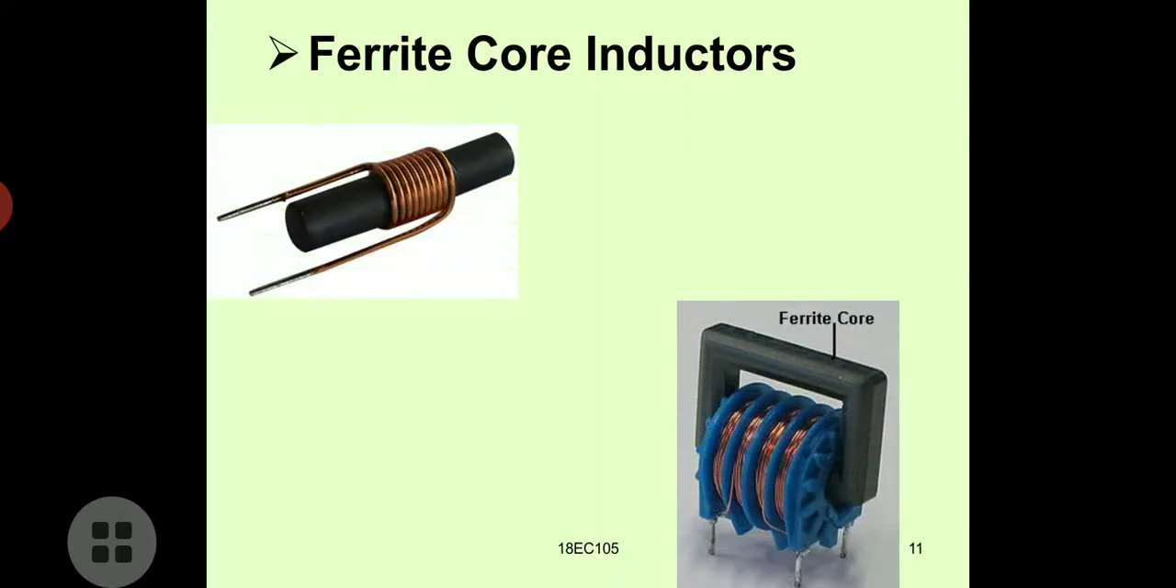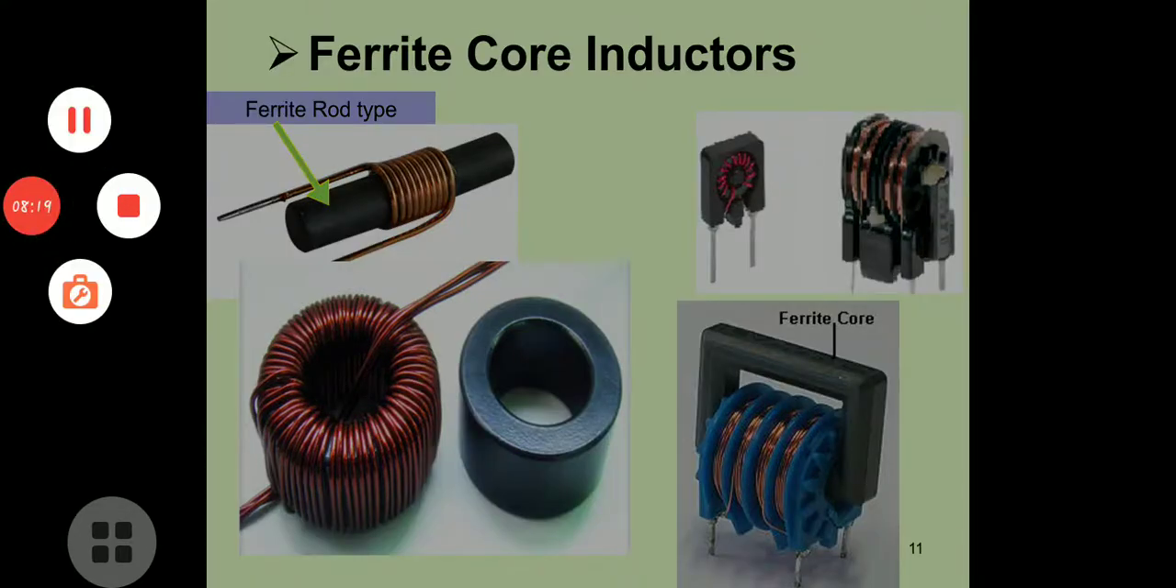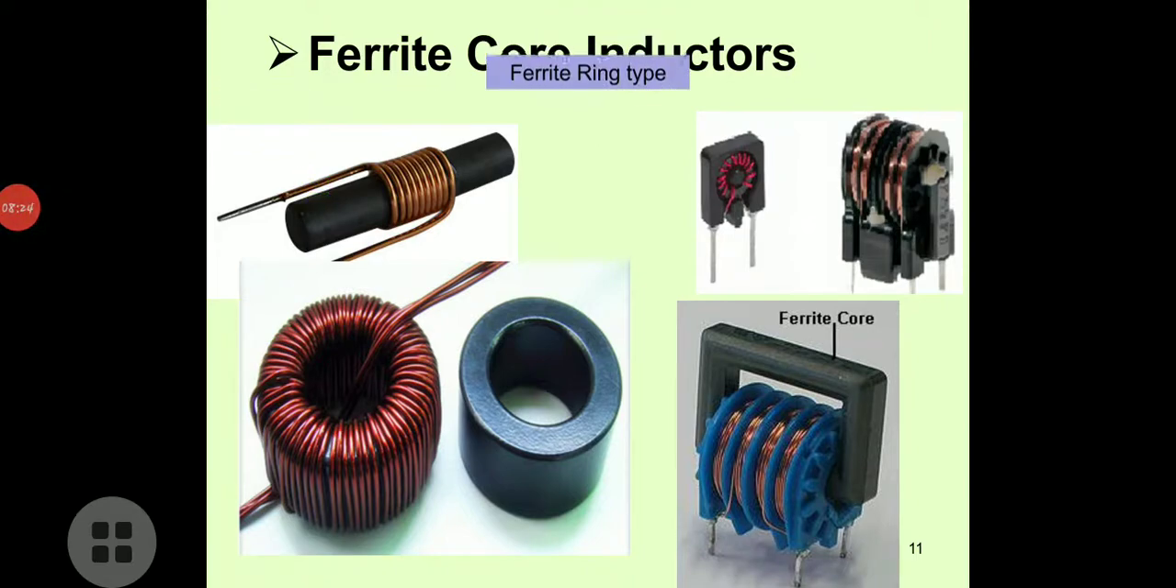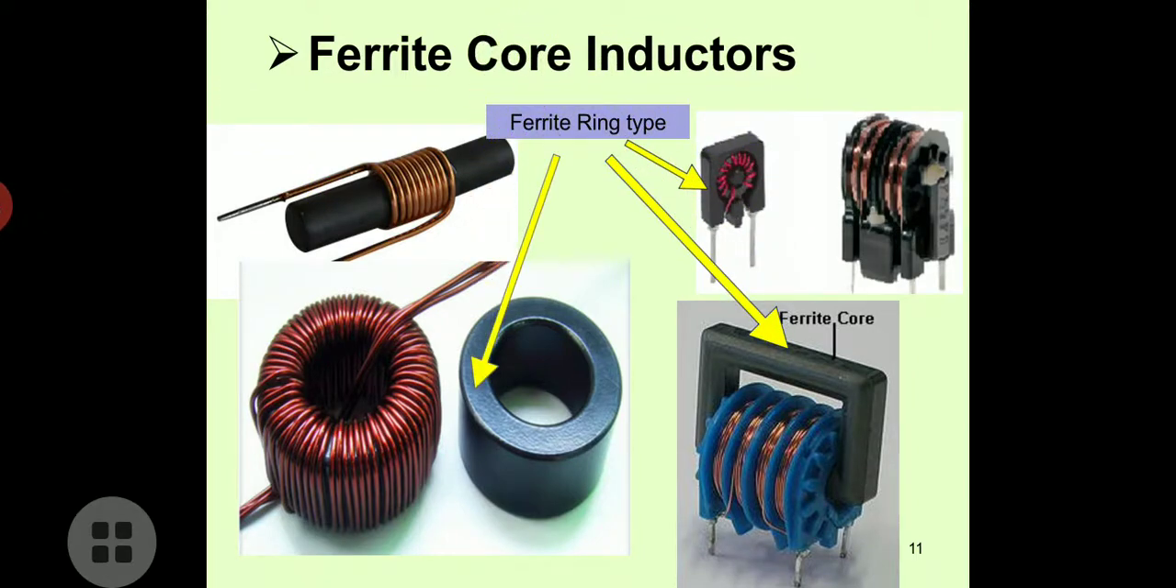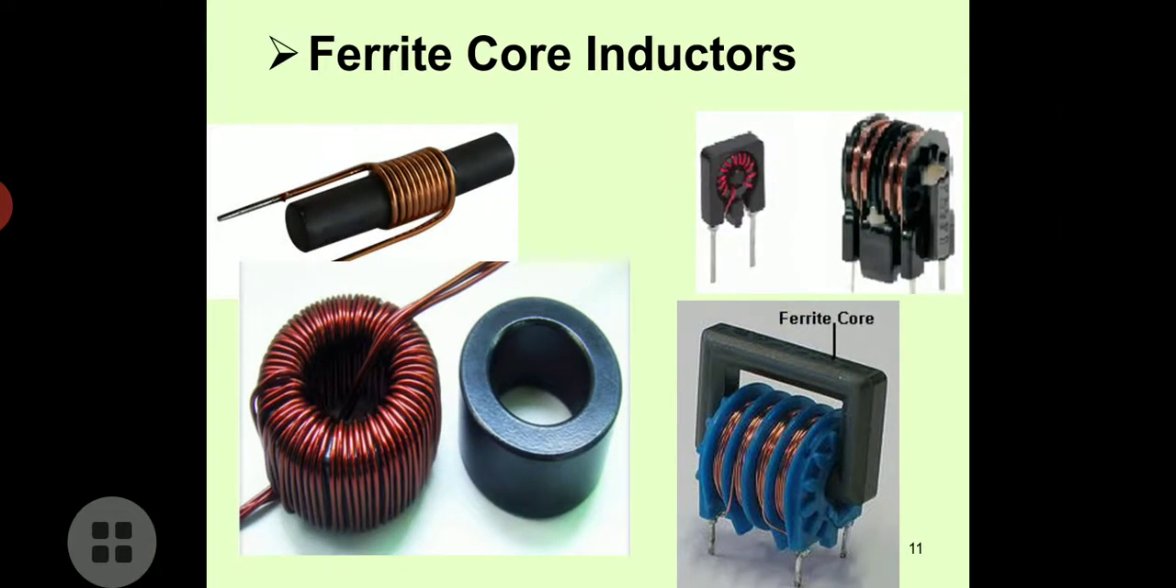Now let us see some ferrite core conductors, how they are. So these are different types of ferrite cores. Here we can see one is a rod, one is a ring, one is a toroidal. Different shapes are there based on the different design requirements in the field, and at very different frequencies. So that's a rod. The previous one we have seen is a ferrite rod. It is a cylindrical rod.